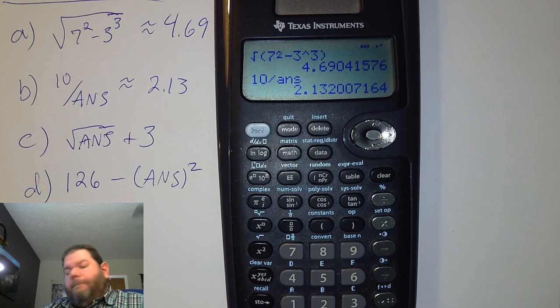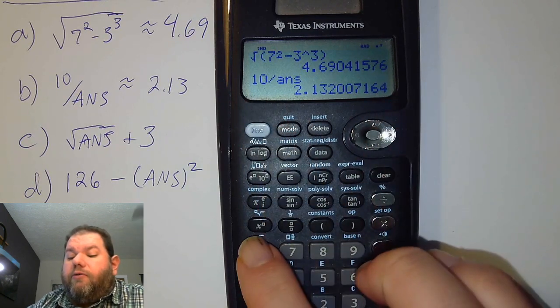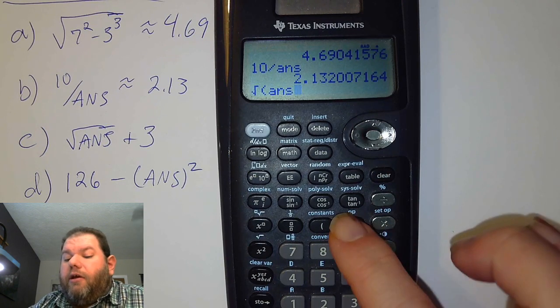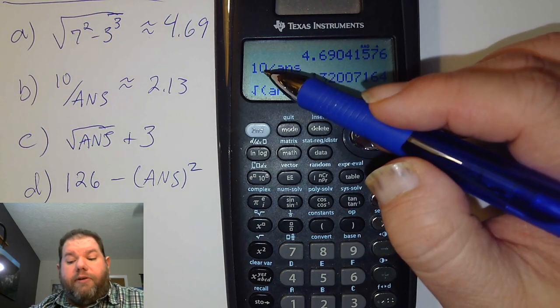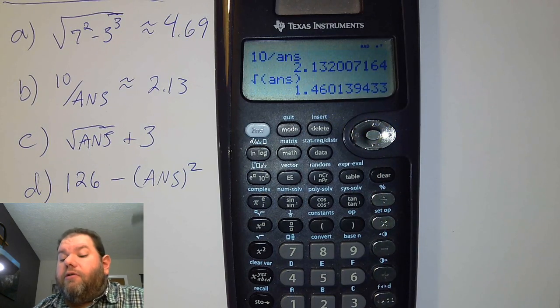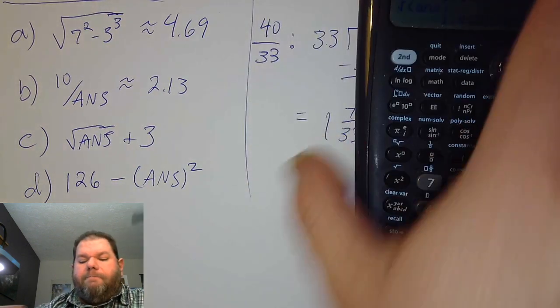So, part C, we want the square root of ANS, so we enter square root and ANS, and again on this calculator, because it opens parentheses when we hit the square root button, I went ahead and closed parentheses. Enter. So that's 1.46 about.